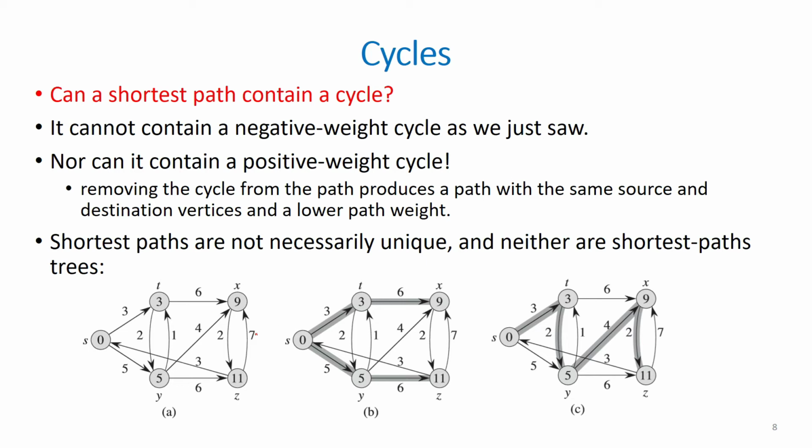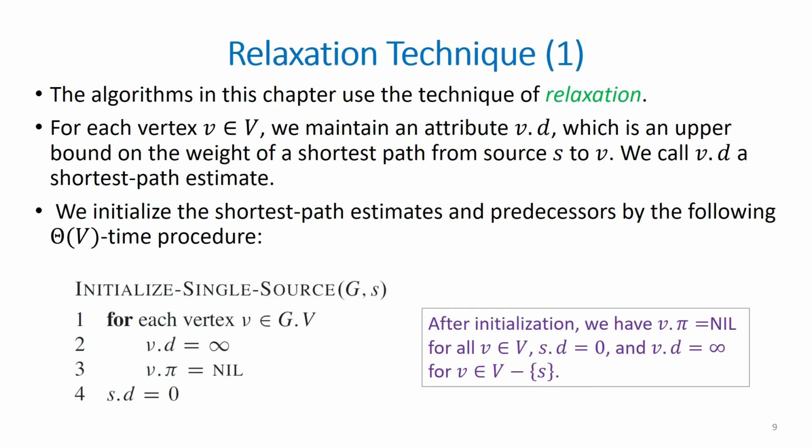So we see that we can go from S to X through this path, or we could go from S to X using a different path, while the weight of the path chosen would be the minimum. Relaxation is a simple technique that the two algorithms for today will be using to test whether a shortest path can be further improved or not.